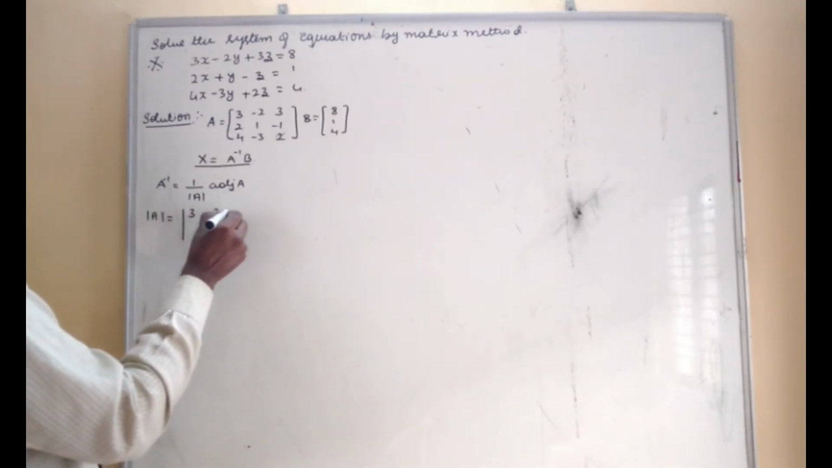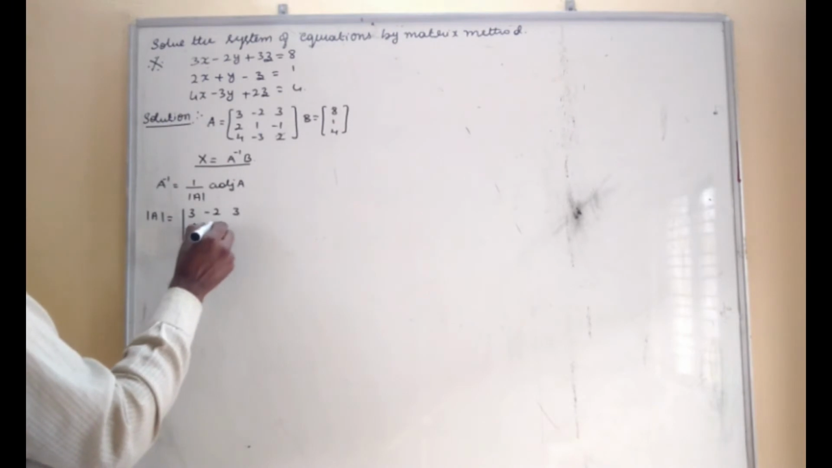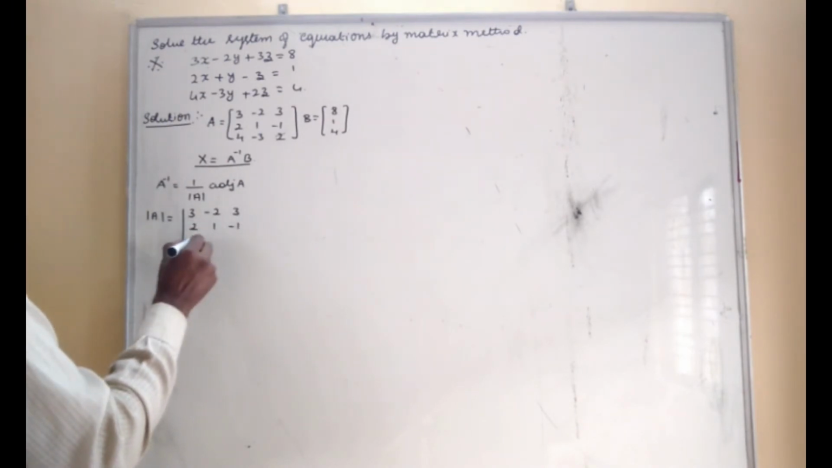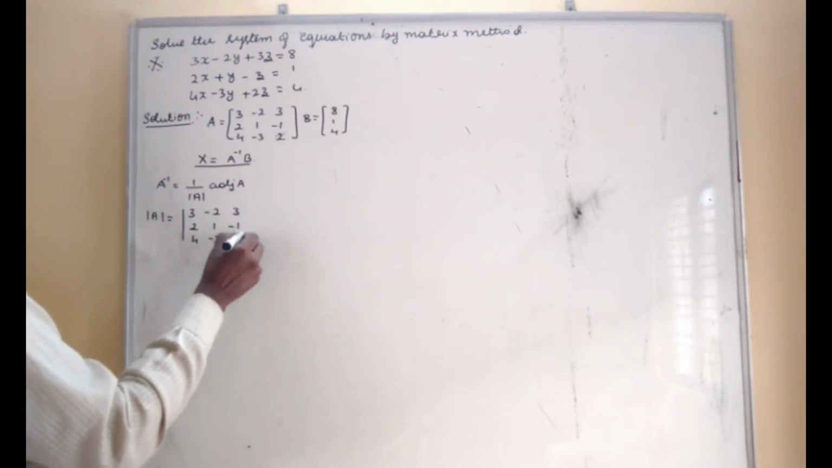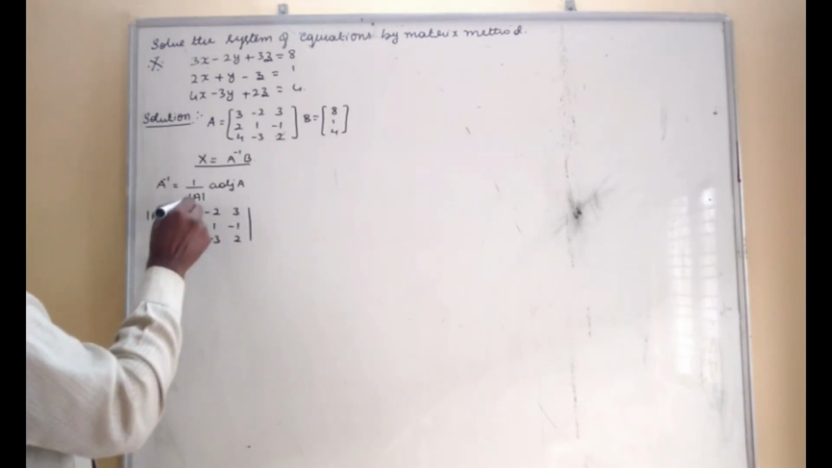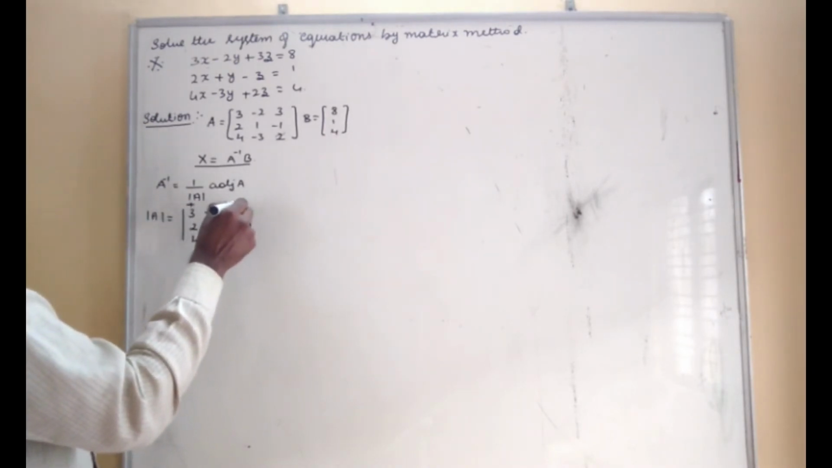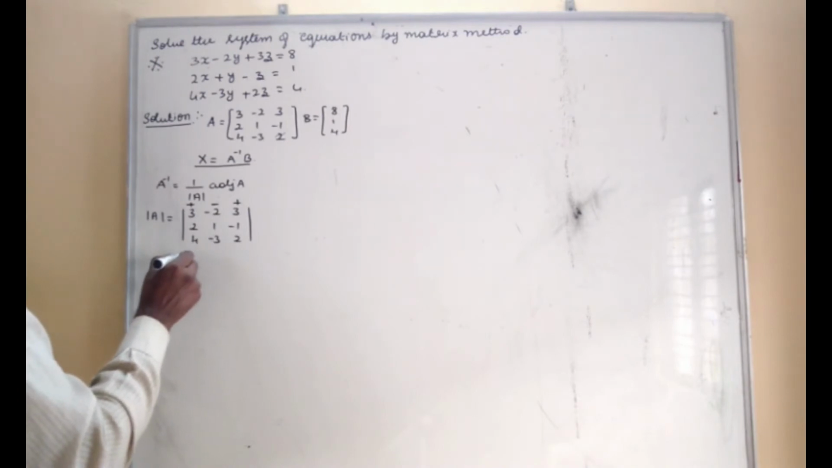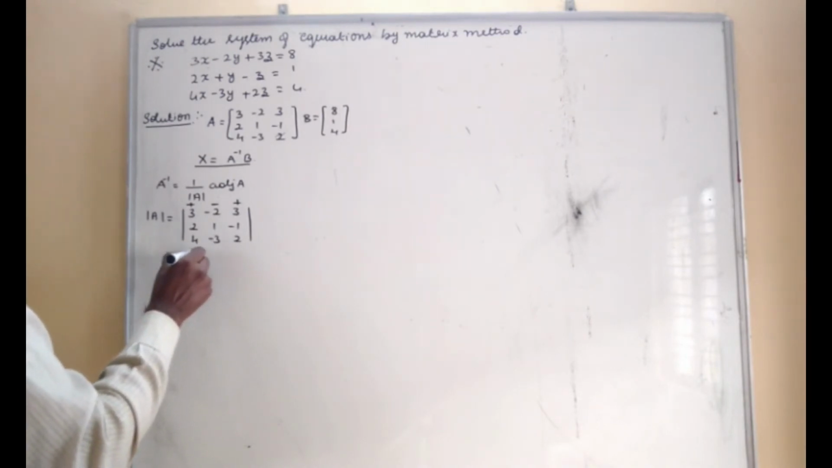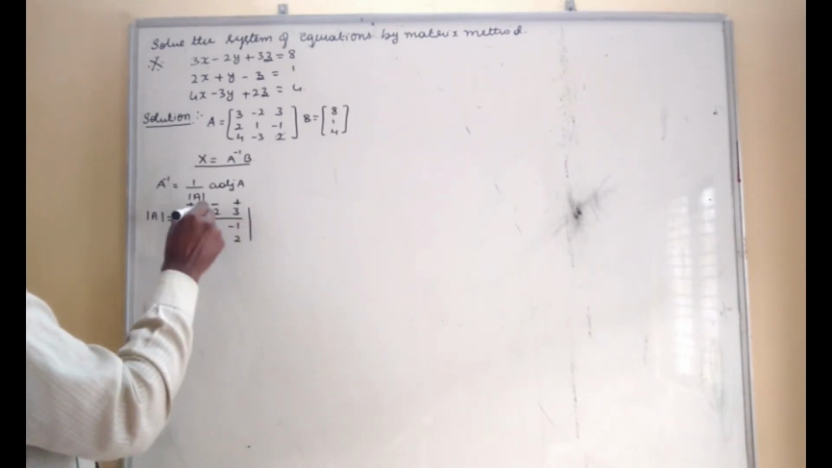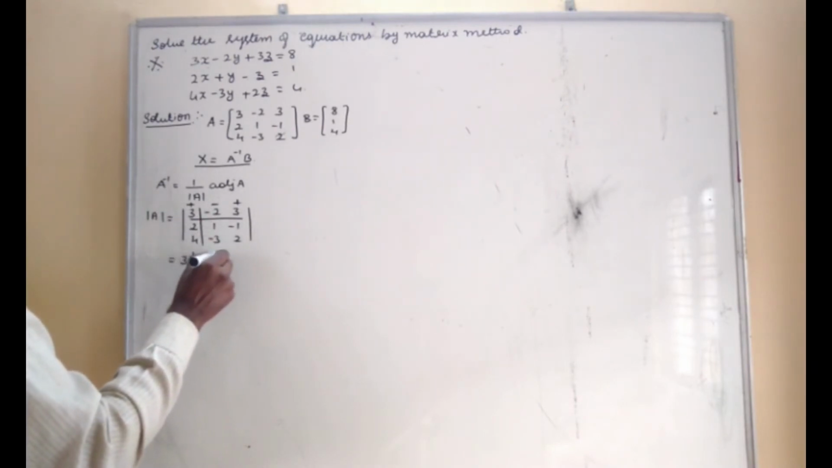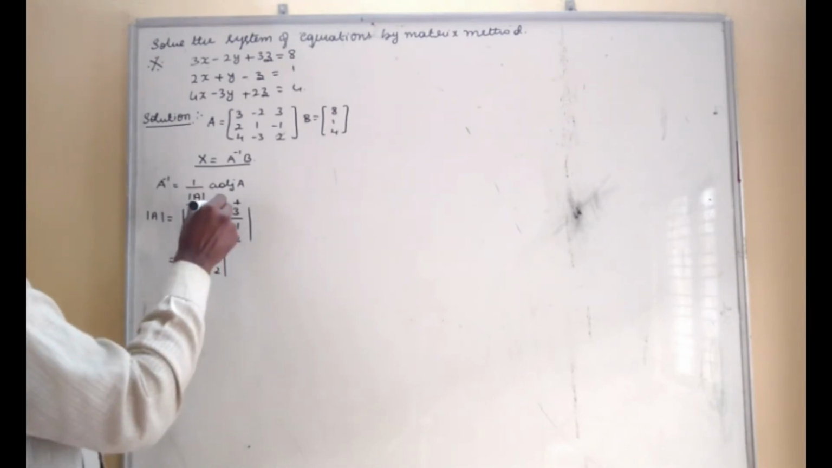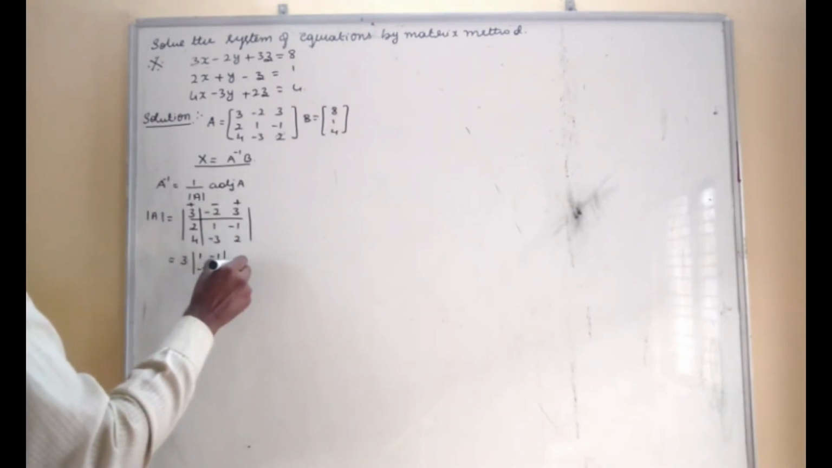3 minus 2, 3, 2, 1, minus 1, 4 minus 3, 2. So here the signs are plus, minus, plus. Let us take the 3. 3 lies in the first row and the first column. Then 1, minus 1, minus 3, 2. Here minus into minus is plus, 2.